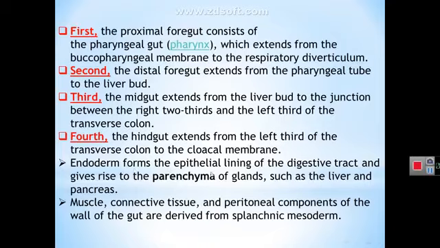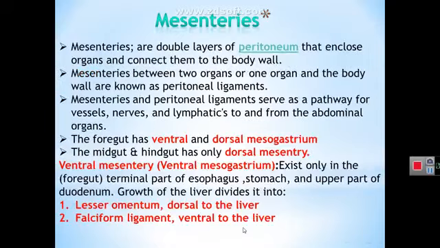Endoderm forms the epithelial lining of the digestive tract and gives rise to the parenchyma of the glands, such as the hepatocytes or liver cells, and the exocrine and endocrine portions of the pancreas. Muscle, connective tissue, and peritoneal components of the wall of the gut are derived from visceral mesoderm.